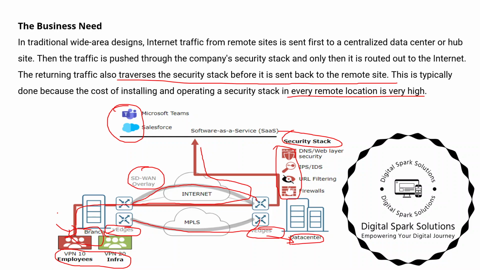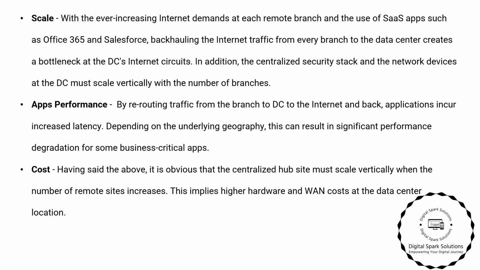However, the fast adoption of internet-based applications and teleworking created the following issues with this WAN design. Scale. With the ever-increasing internet demands at each remote branch and the use of SaaS apps such as Office 365 and Salesforce, backhauling the internet traffic from every branch to the data center creates a bottleneck at the DC's internet circuits. In addition, the centralized security stack and the network devices at the DC must scale vertically with the number of branches. Apps performance. By rerouting traffic from the branch to DC to the internet and back, applications incur increased latency. Depending on the underlying geography, this can result in significant performance degradation for some business-critical apps.